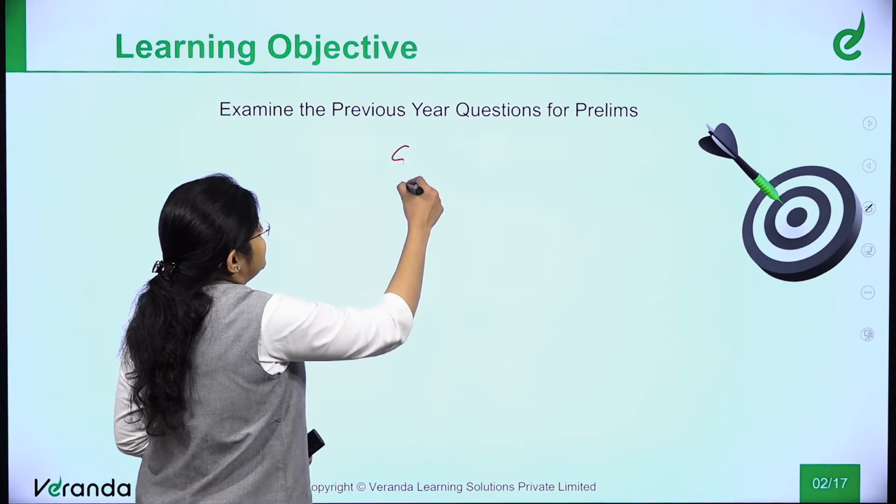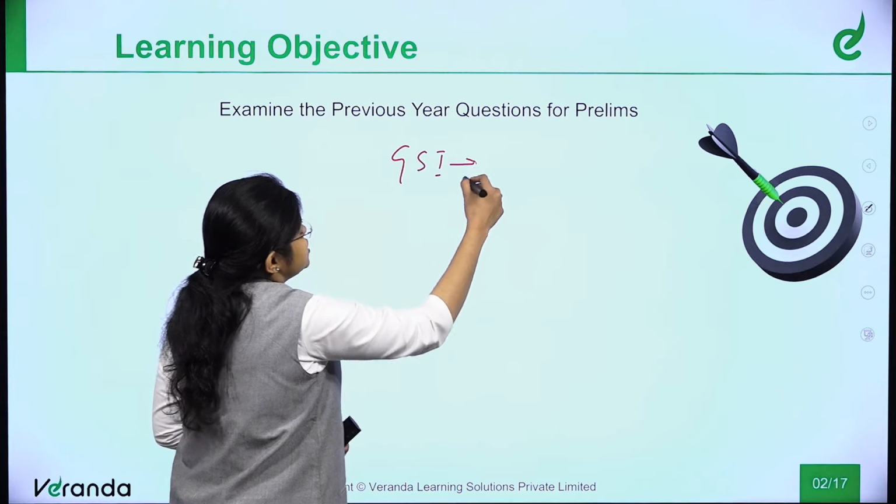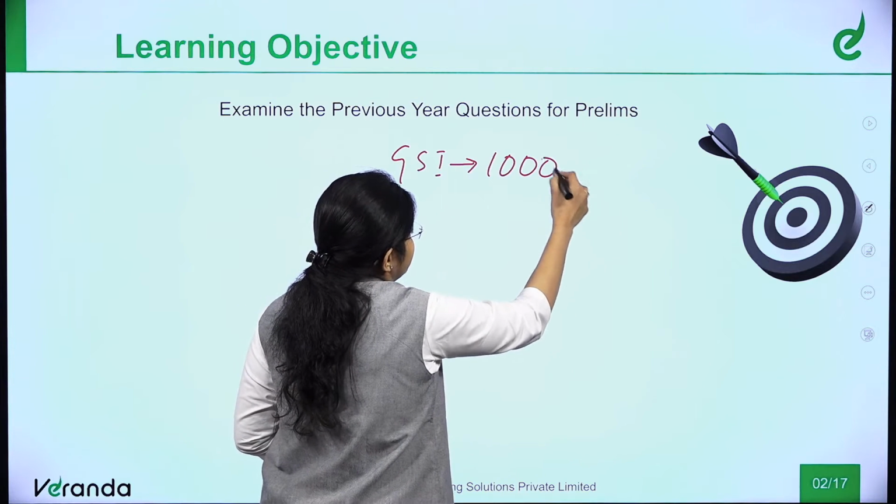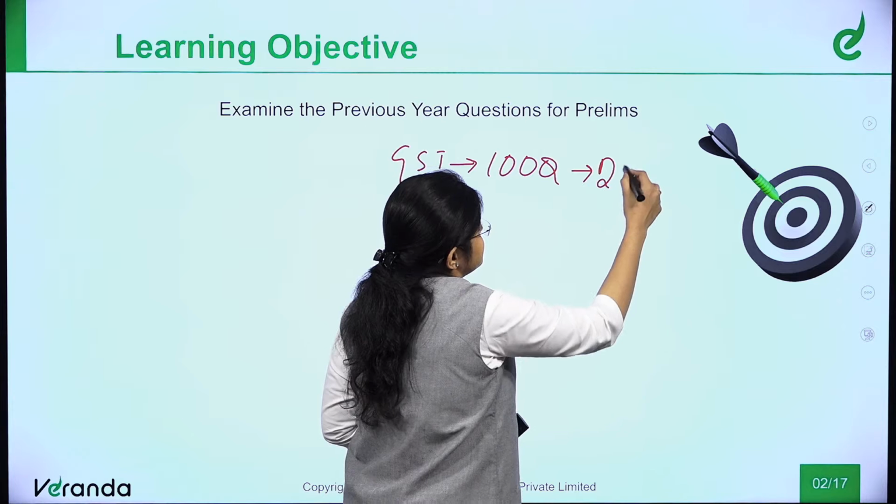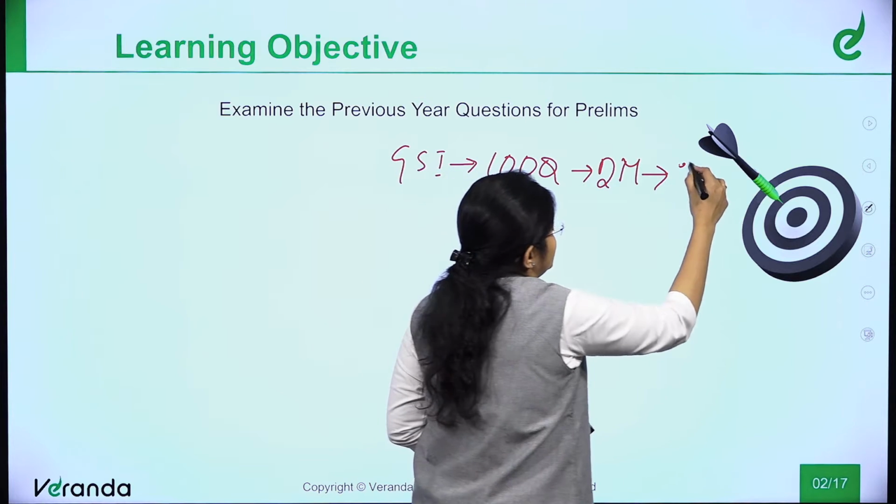Generally, in GS paper 1, that is, in our first paper, we have 100 questions. Each question carries 2 marks. So, totally we will be writing the paper for 200 marks.